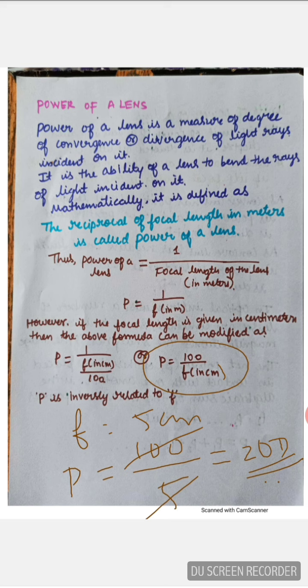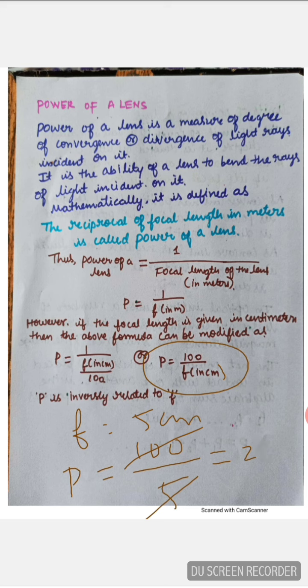If they give in centimeters, use that formula. If they give in meters, you can take directly P is equal to 1 divided by 5 meters. So 1 by 5 is 0.2. So that is how you will get the answers.